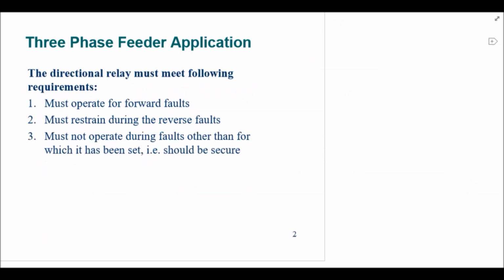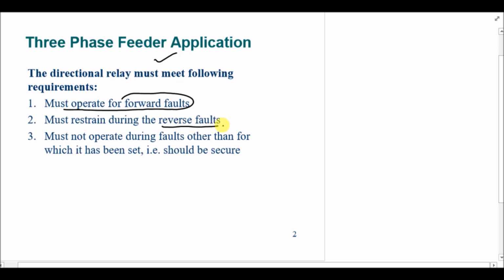We already know what the basic requirements of the directional relay are. The first one is that it should operate for the forward faults and should not operate for the reverse faults, right? And it should be secure, which means that it should not operate for the faults which are outside the zone. So it should be secure. So these are the 3 basic requirements for the directional relay to operate securely.